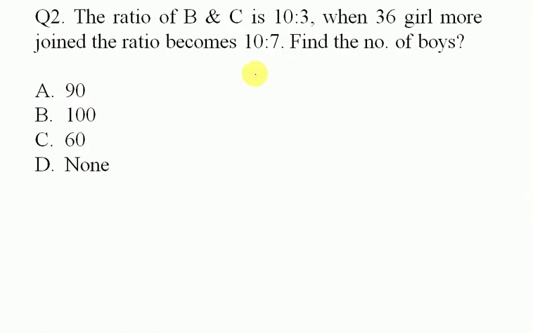Now see, the ratio of B and C is 10:3. When 36 girls more join, the ratio becomes 10:7. Let's take this not as B and C, but B for boys and G for girls. The ratio of boys and girls is 10:3. When 36 more girls join, the ratio becomes 10:7. Find the number of boys. I need to find this.